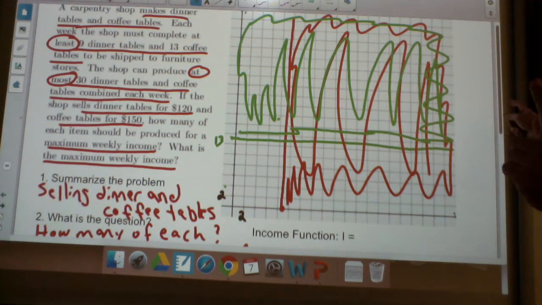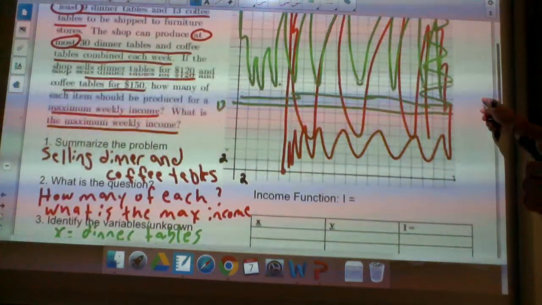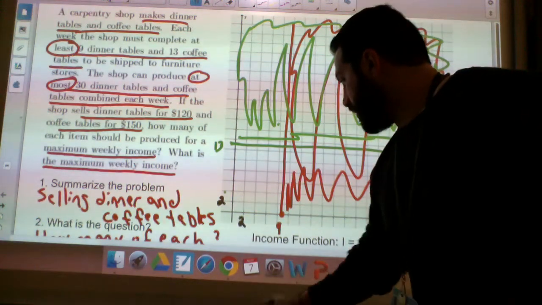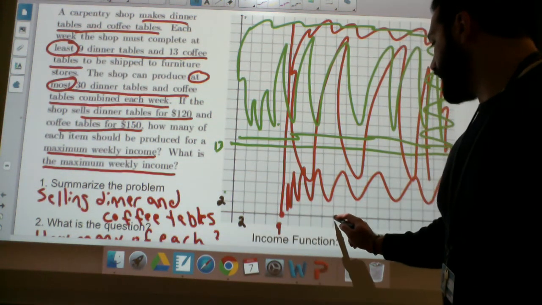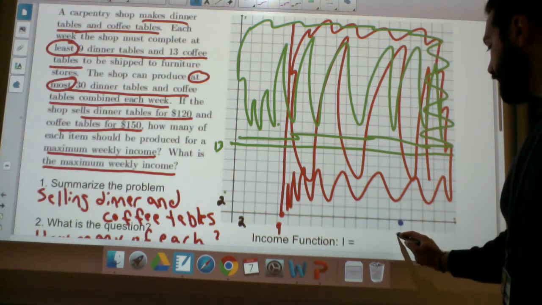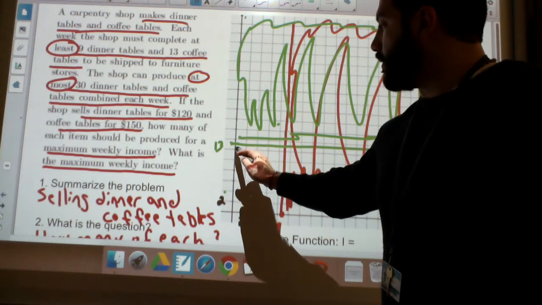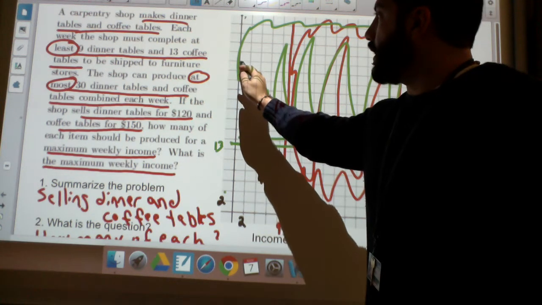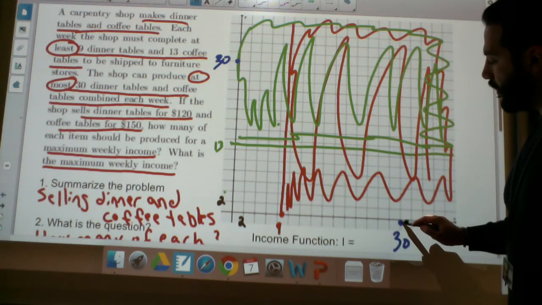Now I have one more thing left to graph, and that's going to be x equals 30 and y is less than or equal to 30. So we'll mark this as 9. So at 30, 2, 4, 6, 8, 10, 12, 14, 16, 18, 20, 22, 24, 26, 28, 30. And that's going to be our line for our inequality.